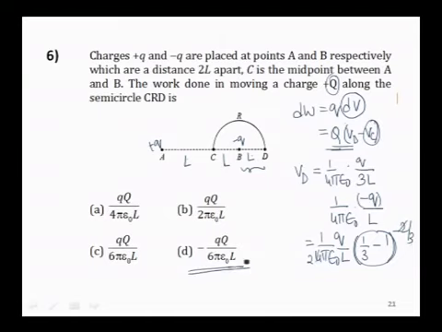minus 1 by 6 pi epsilon naught L. So, this 2 and 3 are giving you 6, you have a minus here. So, minus 1 by 6 pi epsilon naught L, this small q and capital Q multiplied. So, the correct option is D.